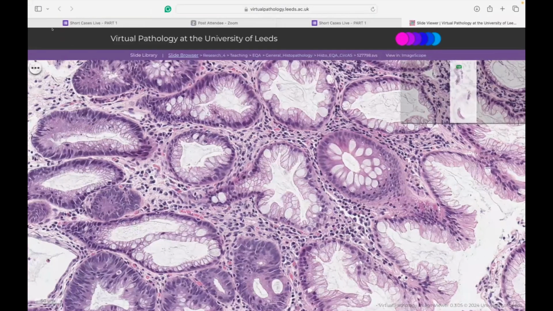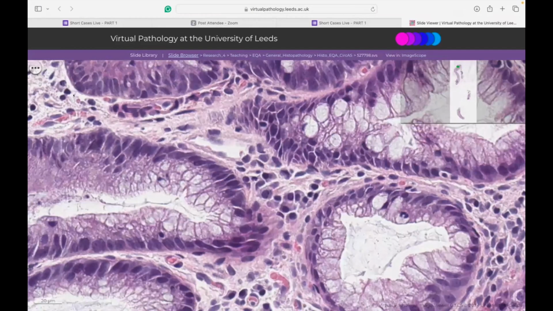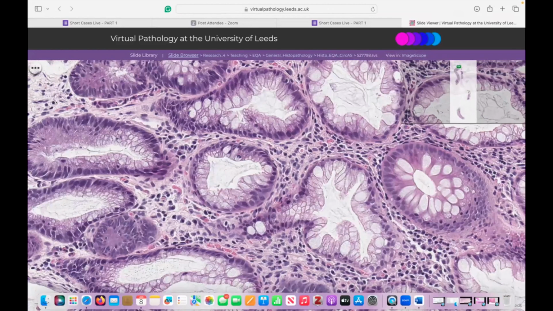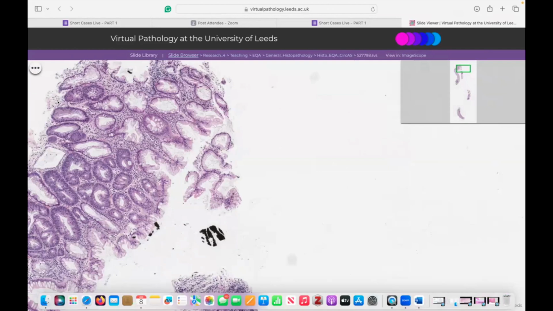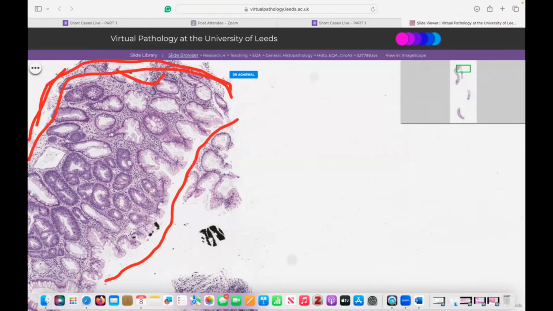Yeah. So go on low power. Zoom out. I mean, not high power. What you are seeing here, ulceration. This is not ulceration. See, this is the surface. You can see the lumen here. So this is where the biopsy was taken. So this is the lamina propria aspect.